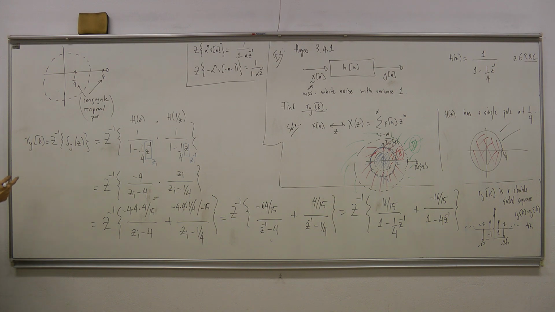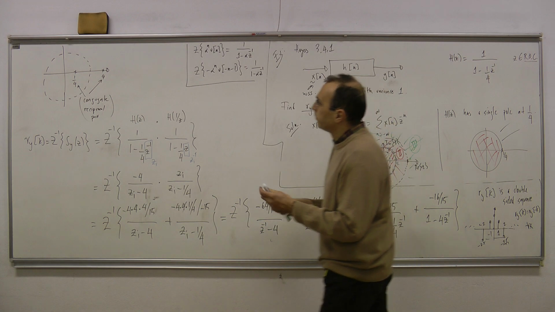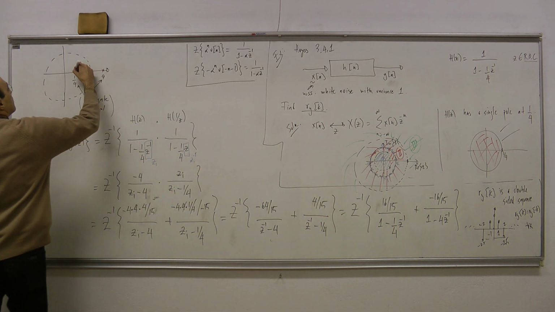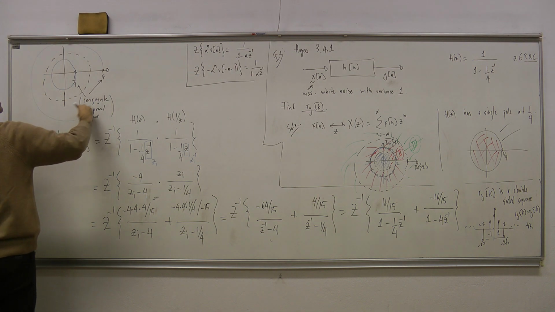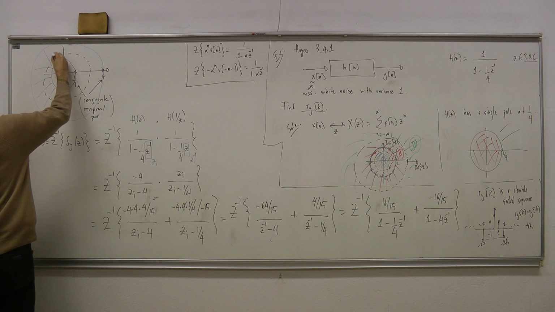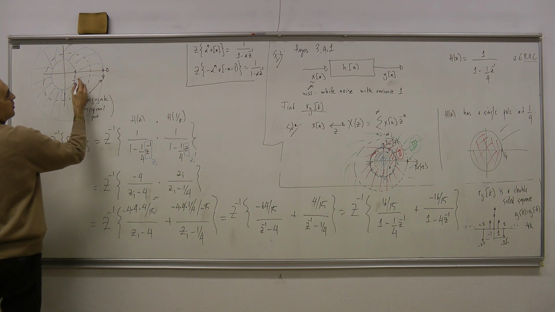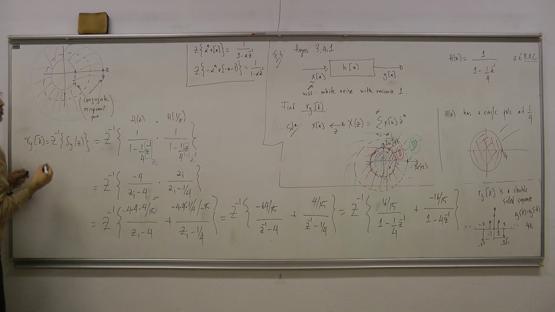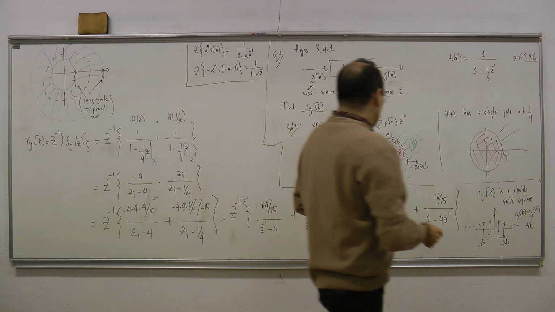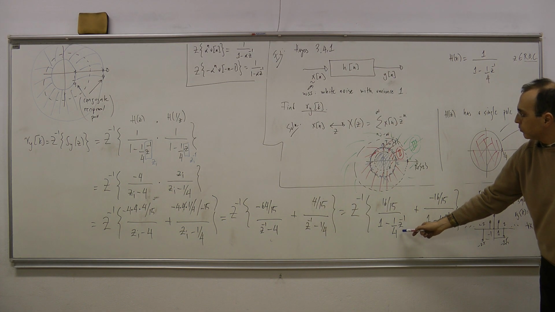Okay? That is it. So where is my region of convergence given this discussion? Well, this is another boundary. This is another boundary. So my region of convergence for this inverse Z transform calculation is this region. So on the real axis, in between 1 over 4 and 4. Okay? Very good.